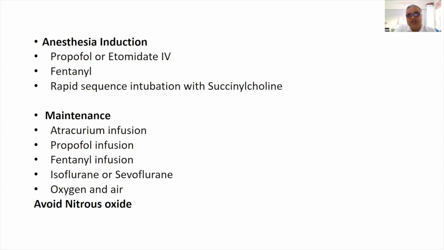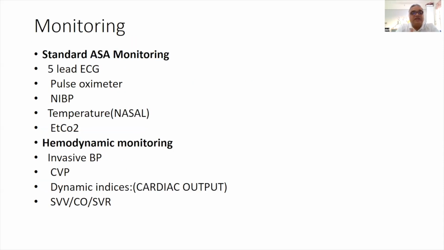Avoid nitrous oxide because it causes vasodilatation and increase in bleeding. So we are not using nitrous oxide in our operation theatre. Standard monitoring: 5-lead ECG, pulse oximeter, non-invasive blood pressure till we insert the arterial line, nasal temperature after induction of the case, ETCO2. Hemodynamic monitoring comes invasive blood pressure, central venous pressure line.